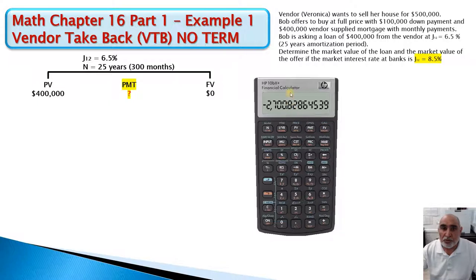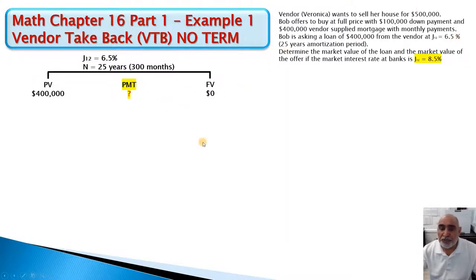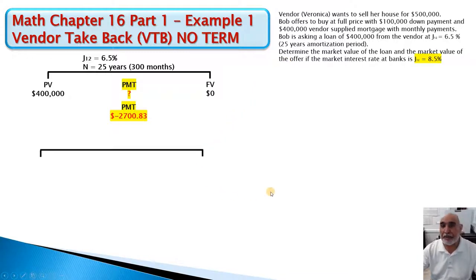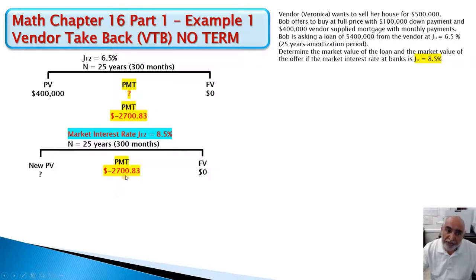So we have now, from this information, first part of the information, we have the payment, and that's what we're looking for. So we have the payment. Now we're going to take a look at this part. This part here, we draw another timeline diagram. And on this timeline diagram, we put in the market rate, which is 8.5%, and we put in the 25-year amortization. Good, perfect. And we put in, from this diagram, we bring in the payment. There. From this diagram, what are we looking for? We're looking for this number from this diagram.